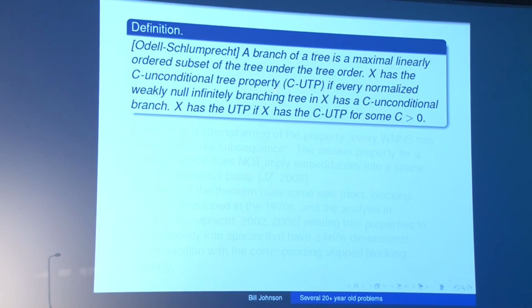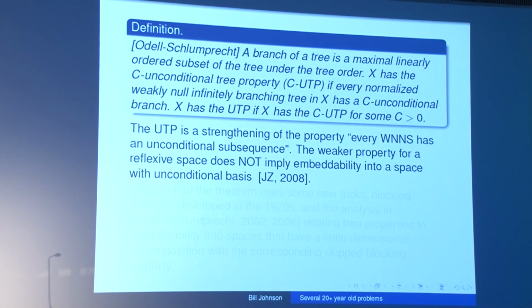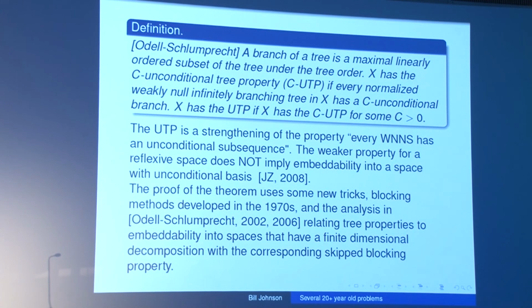And the unconditional tree property says that if you have an infinitely branching tree, so every node has countably infinitely many successors, and it is weakly null, then it automatically has a branch that's unconditional. So it's very much like every weakly null normalized sequence has an unconditional subsequence, except it's a tree version of it, and it's stronger than the subsequence version. It's just a strengthening of it. But the weaker property, that every weakly null normalized sequence has an unconditional subsequence, is not enough. We give an example, which is actually based on another example of Odell and Schlumprecht in this paper. So it uses quite a lot. And that's all I'll say about it.